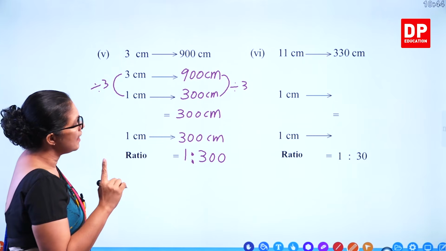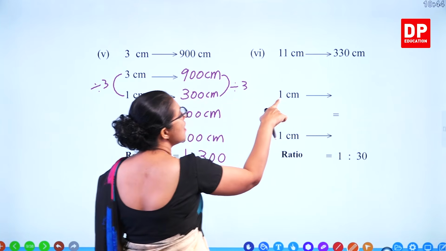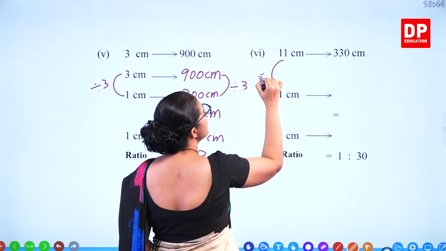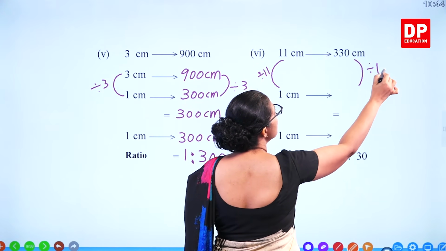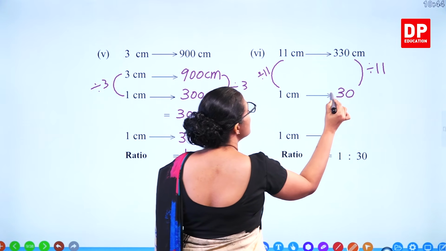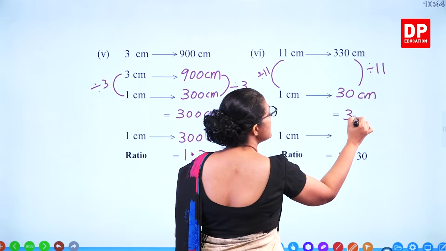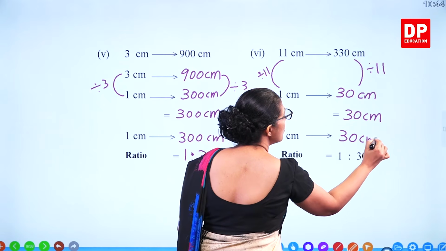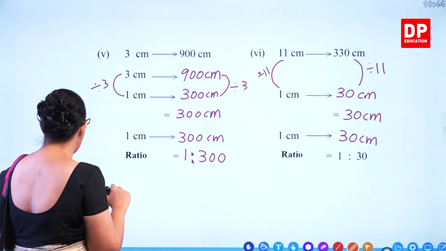Look at this one. 11 centimeters is 330. So we need to find out what 1 represents. So here divide by 11. Do the same thing. Divide by 11, you get 11 times 3, 33. So 30 centimeters. So 30 centimeters, what's the ratio? 1 to 30, because both are in centimeters.